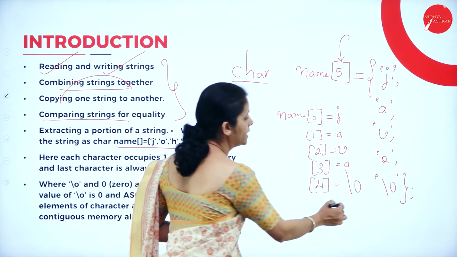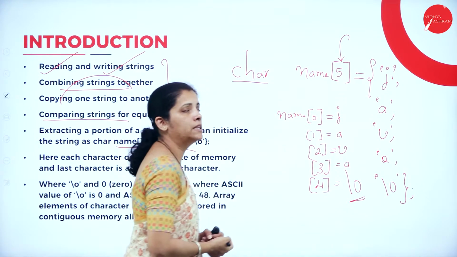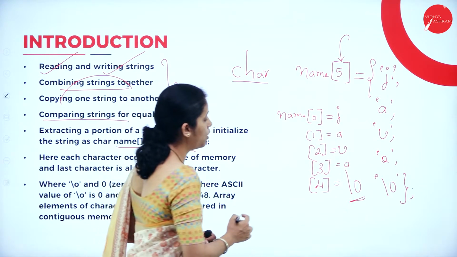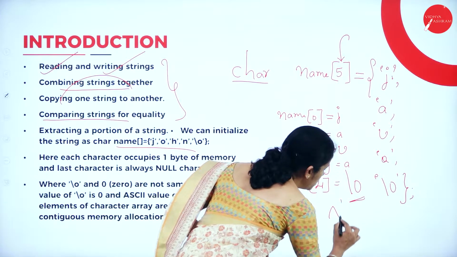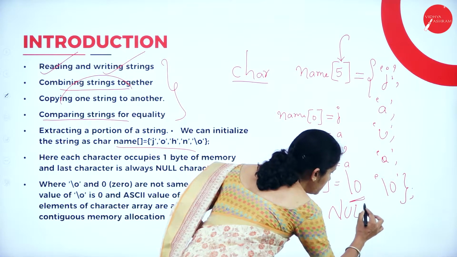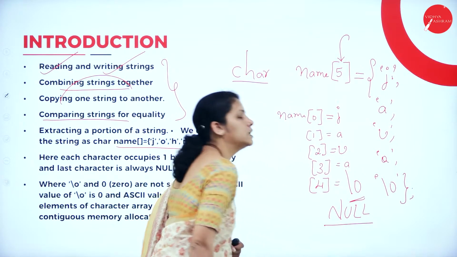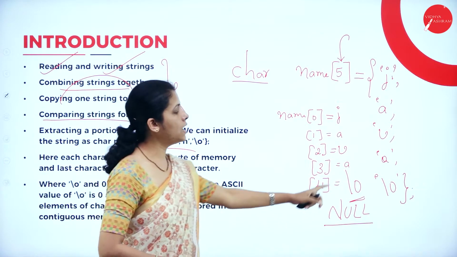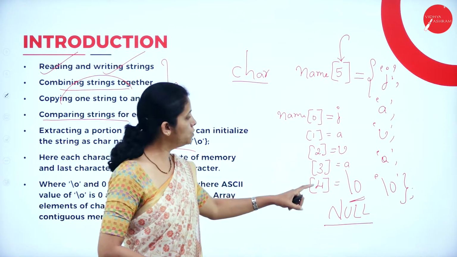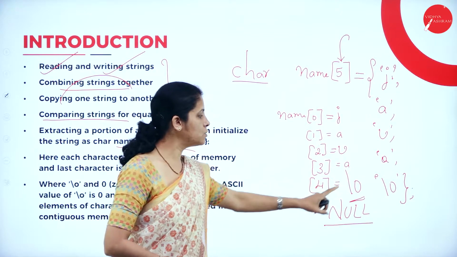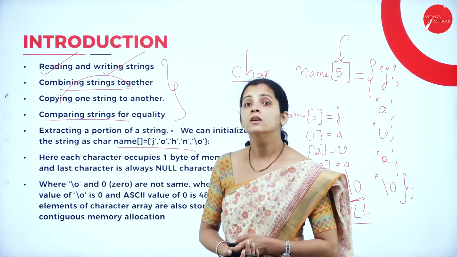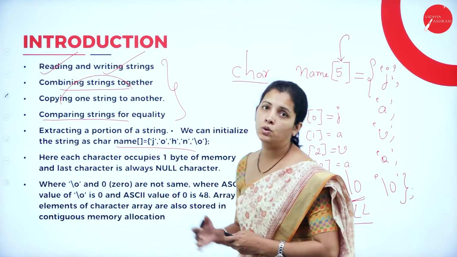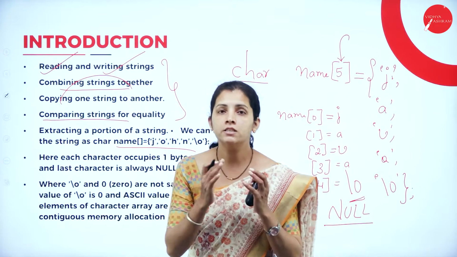So here \0 is nothing but the null character, or I can even use the keyword null. So both are the same. I can use \0 or null. So this is the way I can initialize the string.